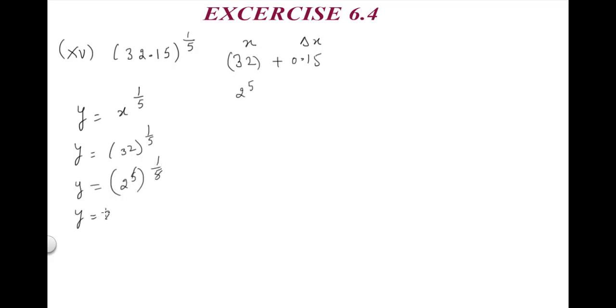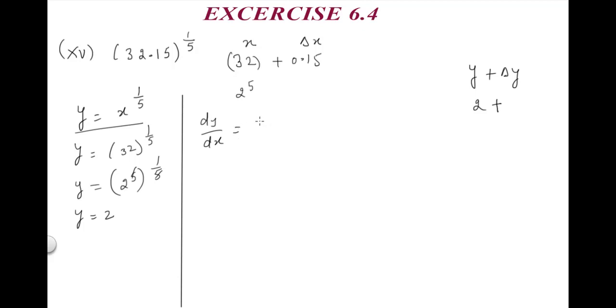Now we got y, we have to calculate y plus delta y. So we got y equal to 2. Now we have to calculate delta y. For that purpose we first need dy by dx. So let us first find dy by dx. To find dy by dx, we'll differentiate this. So dy by dx will be equal to 1 upon 5 x to the power 1 upon 5 minus 1, which gives us 1 upon 5 x to the power 1 minus 5, which is minus 4 divided by 5, and in the denominator it can be written as 1 upon 5 x to the power 4 by 5.